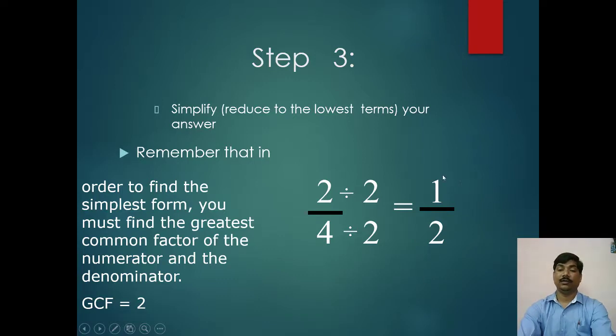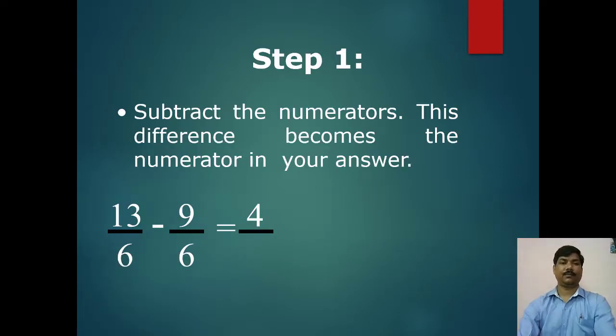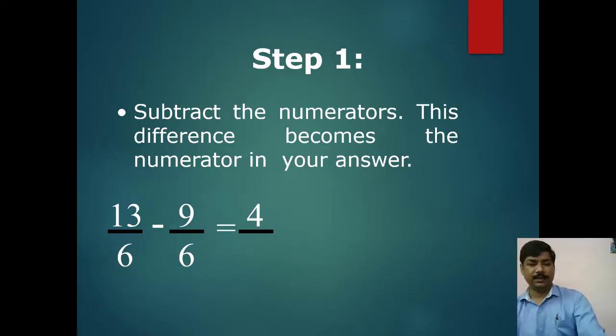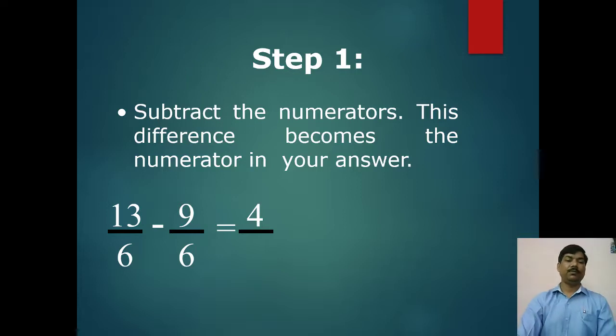So this 1 upon 2 is the result of the problem. 1 upon 2 is in the simplest form, so this is the answer, a simplified form of 2 upon 4. Now we are taking another example. In the next example, we are going to subtract 9 upon 6 from 13 upon 6.